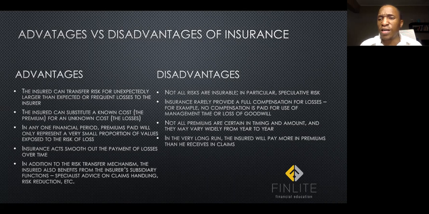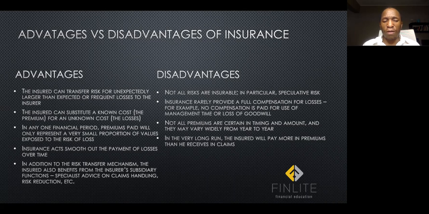So for instance, if you are going to be paying 1,000 rand for car insurance, it's a known cost. For a potential loss that is not known, that you might get into an accident, the accident might cost 5,000, the accident might cost 50,000, it depends on the extent. So you are replacing the unknown, the uncertainty, because the more uncertain, the higher the risk. You are replacing that uncertainty with certainty in terms of the premiums that you're contributing.